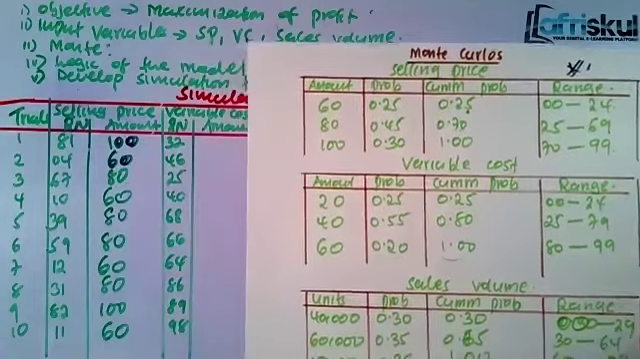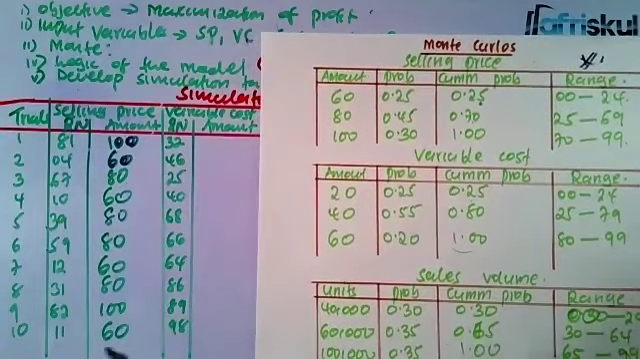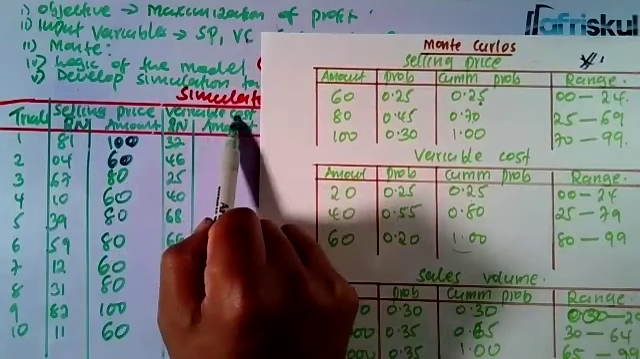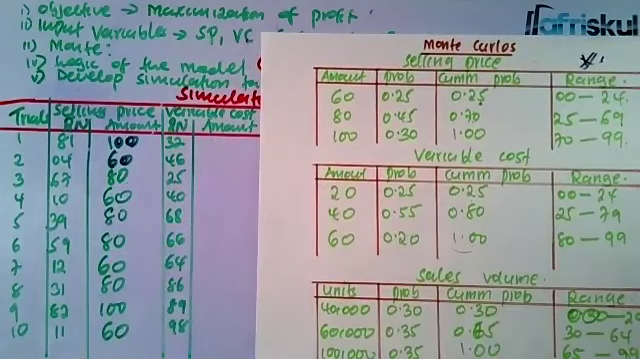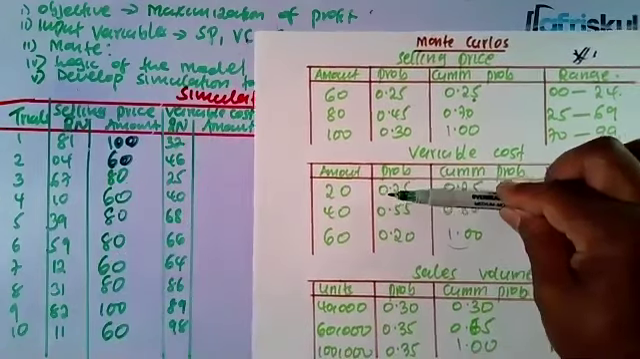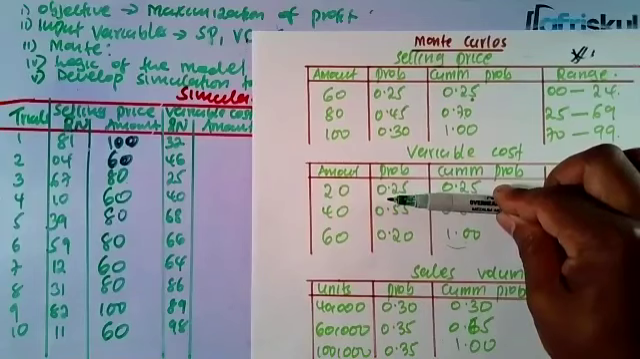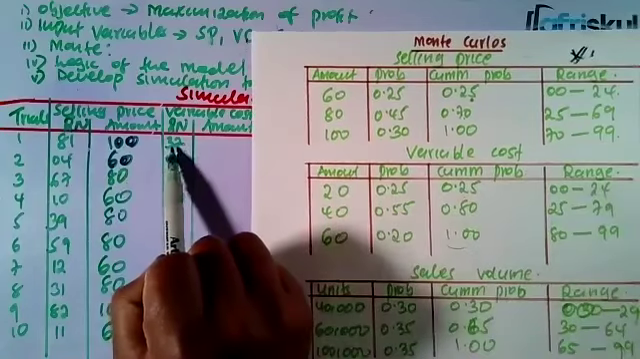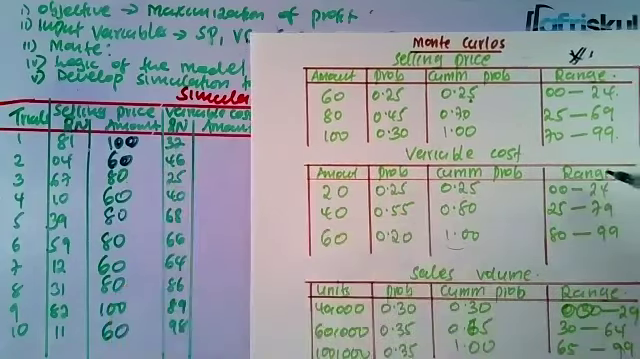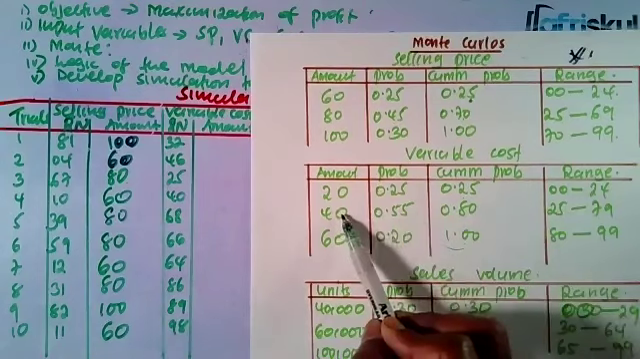Let's go to the next one. Now we are at the variable cost. For the variable cost, we are using this Monte Carlo. So the first random number is 32. You look at the ranges. 32 is in between 25 and 79. So that means our variable cost will be 40.